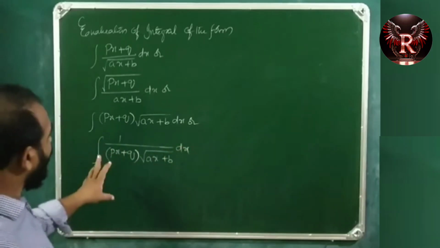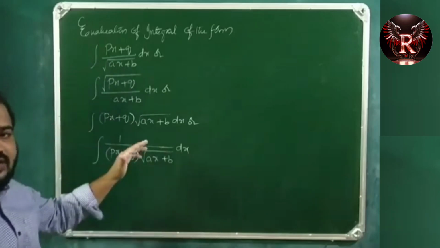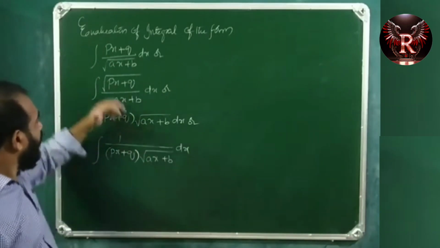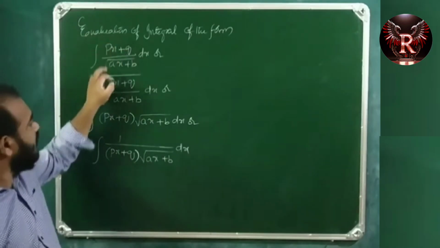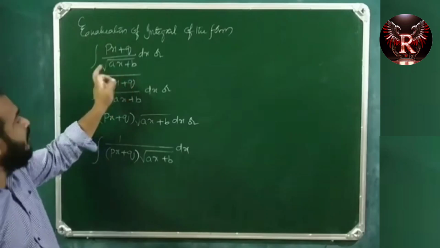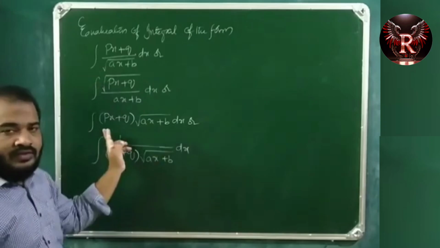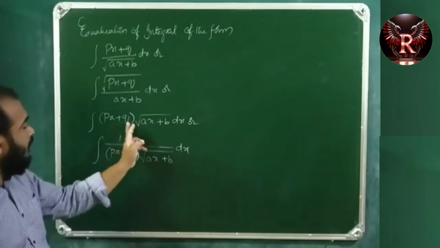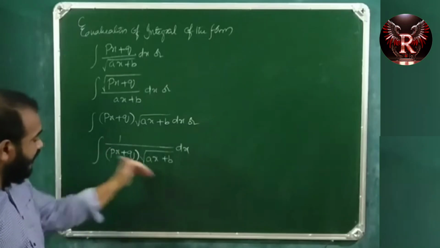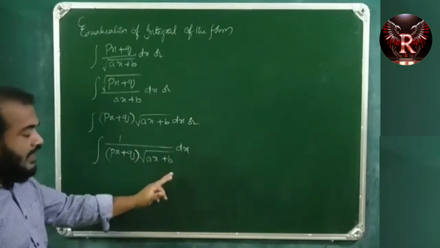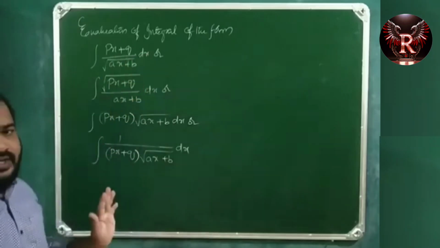So wherever you see two linear factors with one of the linear factors under root, the positions are different. Here px plus q is on the numerator and this is the denominator. The denominator has got the root. Here the numerator has got the root. Here both linear factors are multiplying with each other. Here both are dividing, both are in the denominator and one is under the square root. In this situation, how to evaluate the integration?